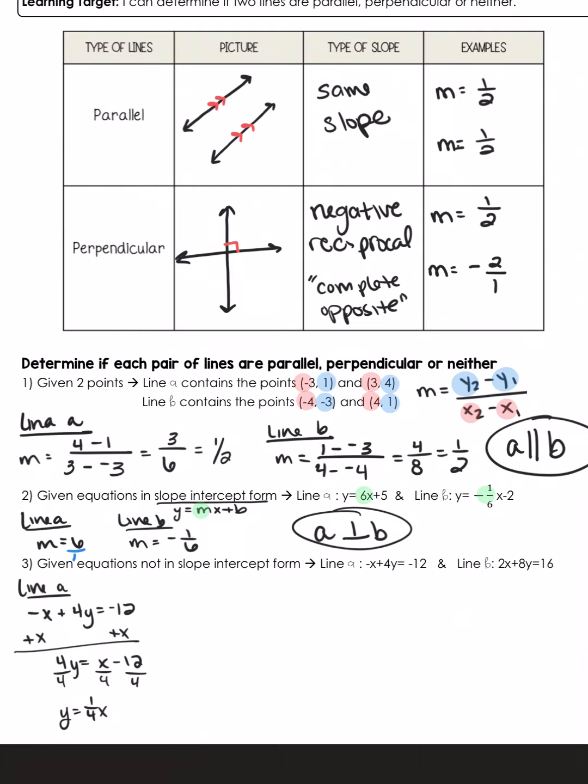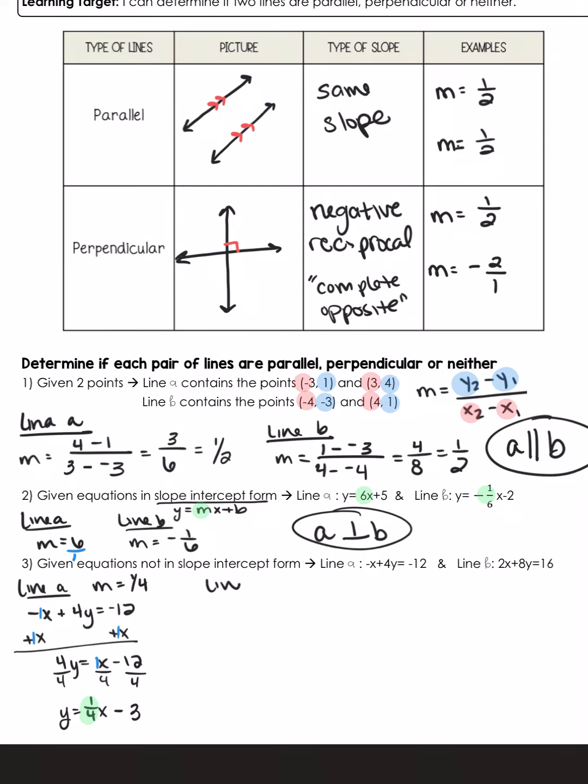There's always an invisible 1 in front of our variables if we don't see it, like these all had invisible 1s. So I can just rewrite that as 1/4. And then negative 12 divided by 4 is negative 3. So my slope for line A is 1/4.